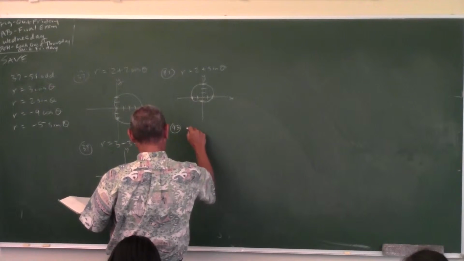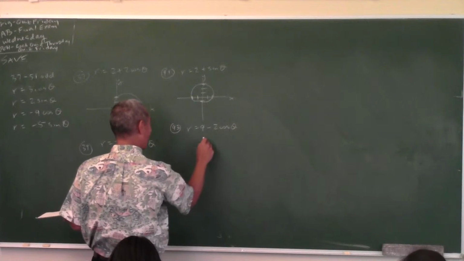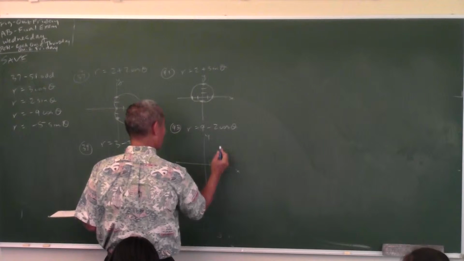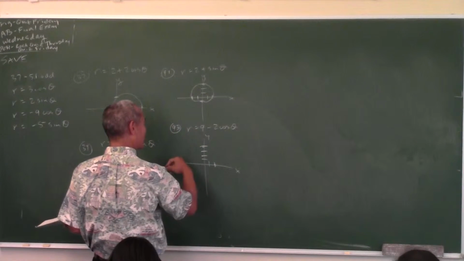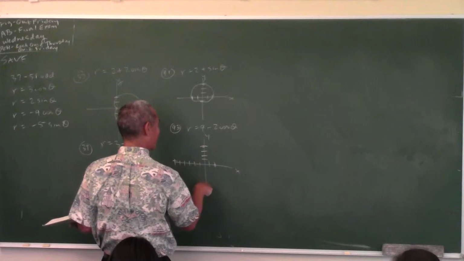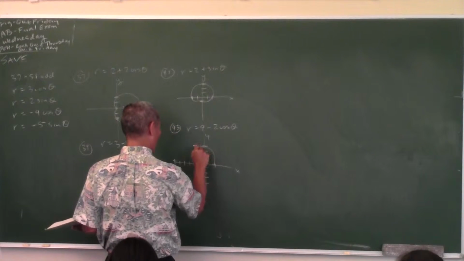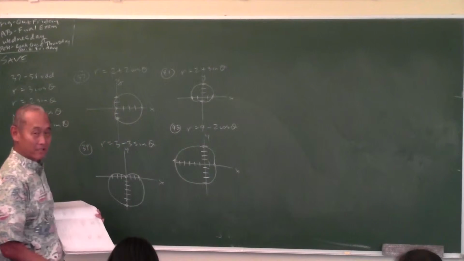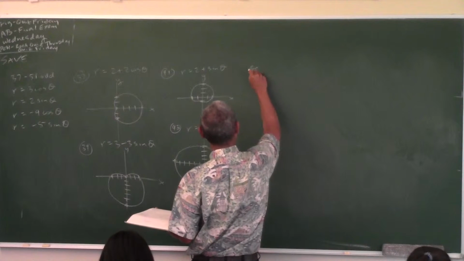43. R equals 4 minus 2 cosine theta. That number is bigger than that number, monopole. Plug in 0, 2. Plug in 90 degrees, 4. Plug in 180 degrees, 6. 1, 2, 3, 4, 5, 6. Plug in 270 degrees, 4. And then, are you guys getting these? It's pretty easy. Just plot the angles like I told you.